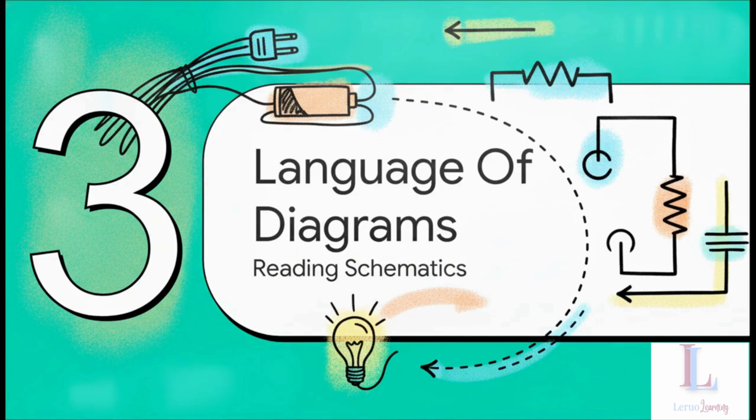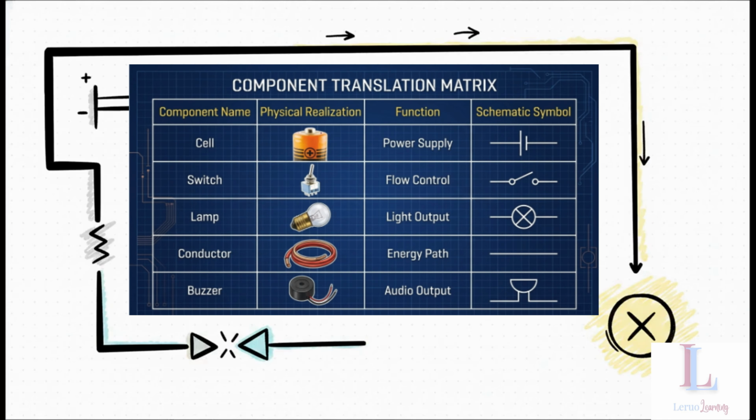Section 3. The language of diagrams. Now that we've physically laid it out on the desk, we are shifting from physical wires to the tools and universal language of electrical engineering. Engineers communicate by turning complex physical builds into simple, readable symbols. And to do this, you need the right tools for technical sketching. Things like grid paper to keep things to scale, a nice sharp pencil, and a straight-edge ruler.